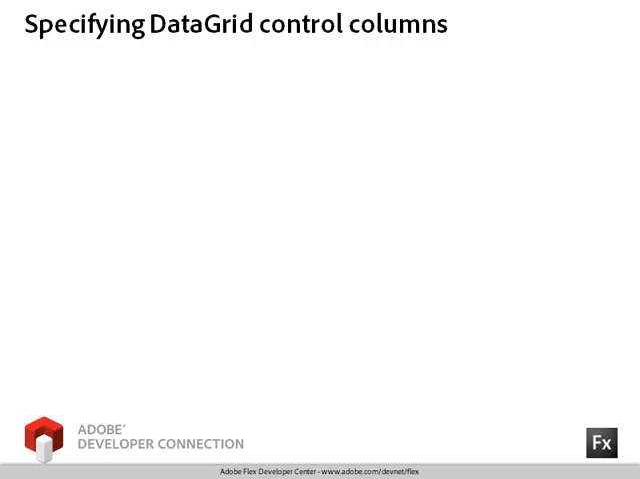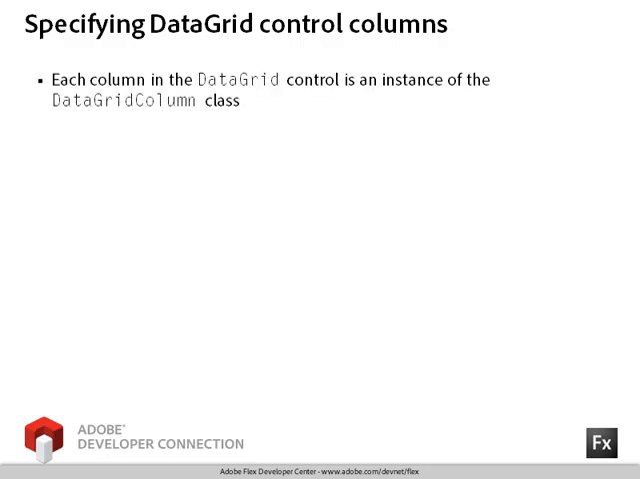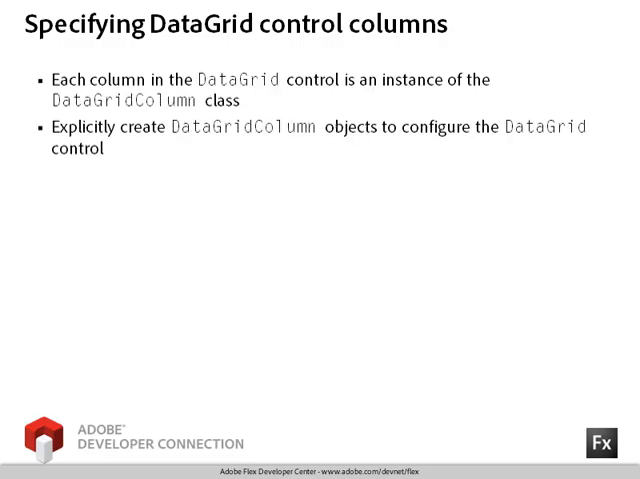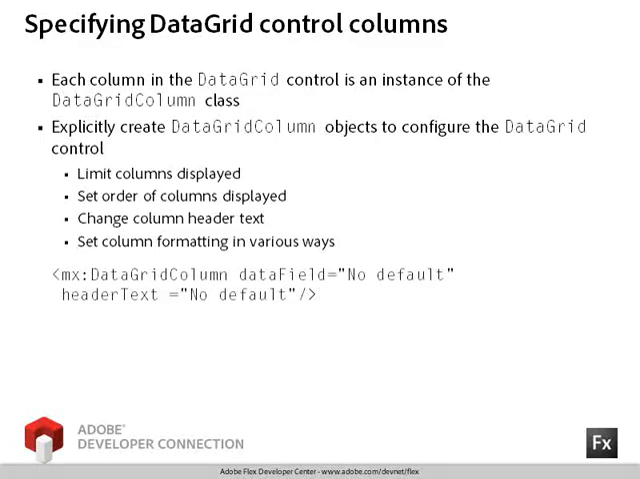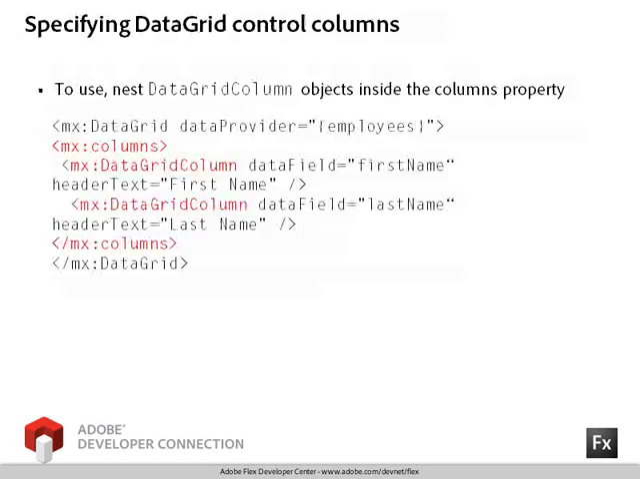If you want to modify the default display of the DataGrid control, then you must create an instance of the DataGridColumn class for each column of the DataGrid control. When you explicitly create each column, you can limit the number of columns to display, set the order in which they are displayed, change the header text, and control the formatting of the column content. This is a code sample for how to implement the column in MXML.